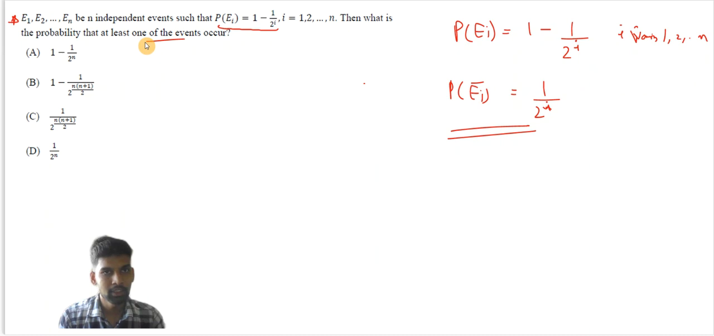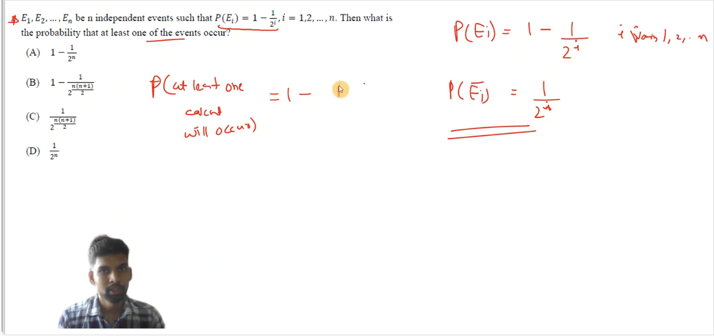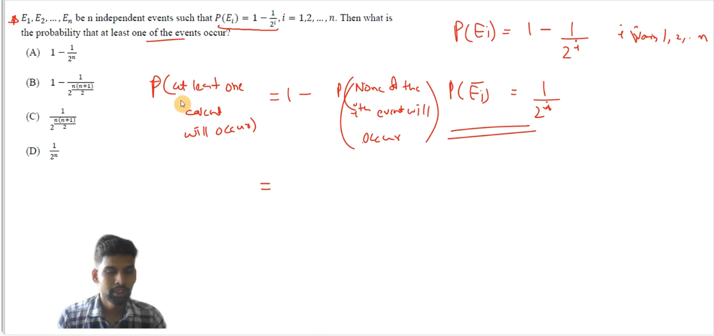The probability that at least one event will occur can be written as 1 minus the probability that none of the ith events will occur. Okay, so we need to calculate that at least one event will occur. It is nothing but equal to 1 minus none of the events will occur. So the probability of non-occurrence of the ith event will be 1 minus 1 upon 2 raised to power i, and we need to calculate this for i equal to 1 to n.